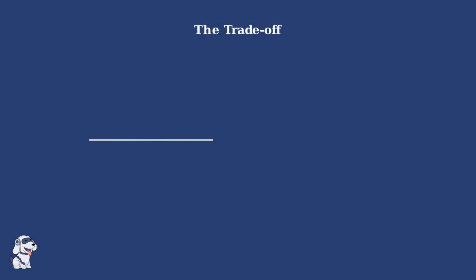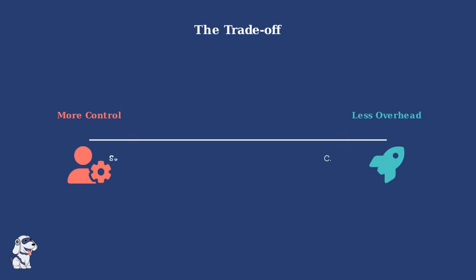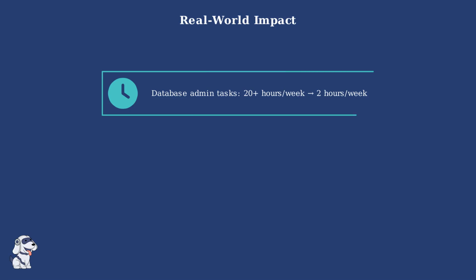This is the fundamental trade-off. Self-managed databases give you more control over every aspect of your database, but require significant operational overhead. Cloud SQL reduces that overhead dramatically, but you give up some control in exchange. Let's look at some specific examples of what this means in practice. Here's what this trade-off means in practice.